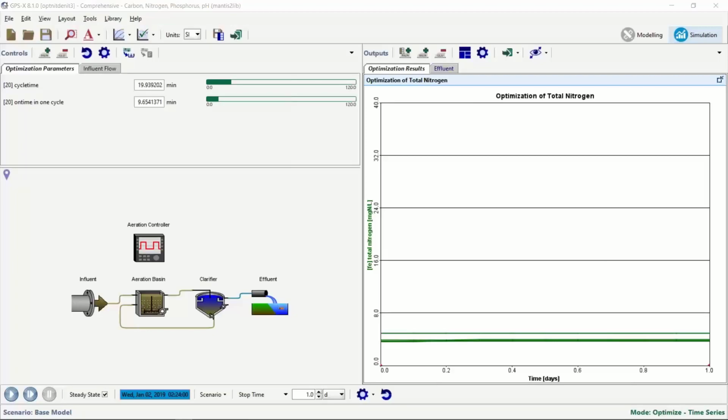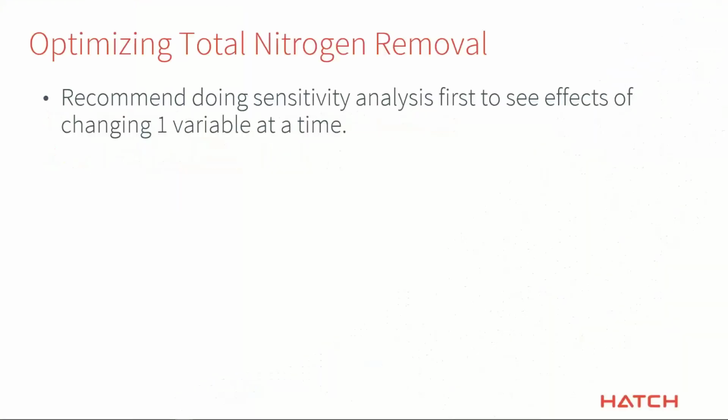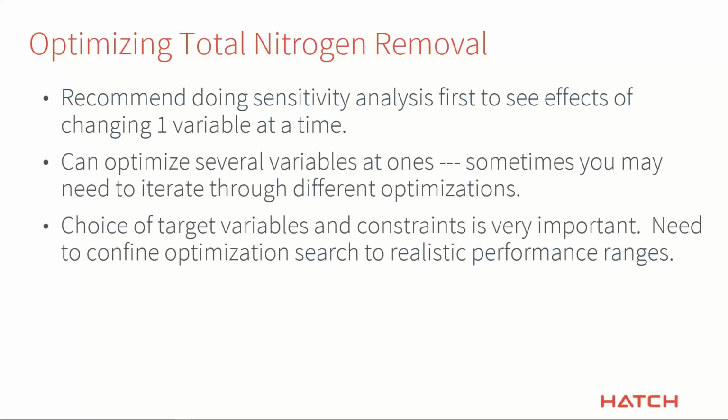And I just wanted to say that that optimizer tool is really, really handy for doing really interesting analysis with your model. So I recommend doing a sensitivity analysis first to see what the effects are of changing things. Do it on one variable at a time just to get a handle on it. But then with the optimizer, you can combine several variables at once. Sometimes you may need to iterate through different optimizations, like optimize carbon dosage first and then do something else, and then come back with that new answer and optimize the carbon dosage again. Maybe you can combine them all together.